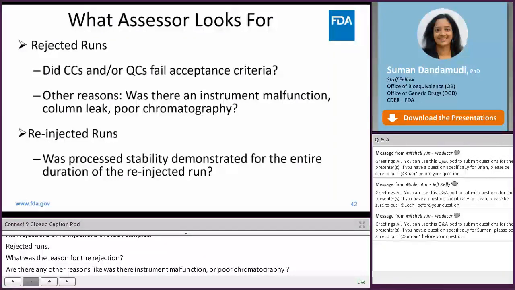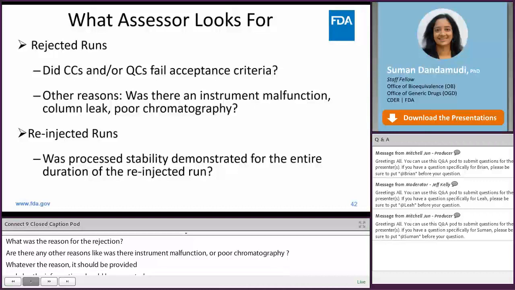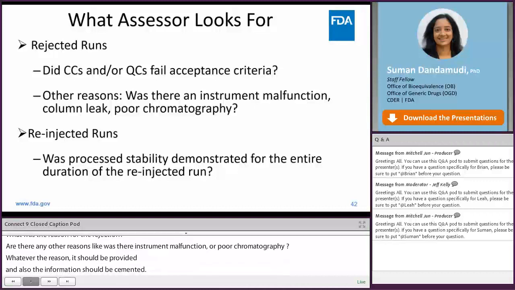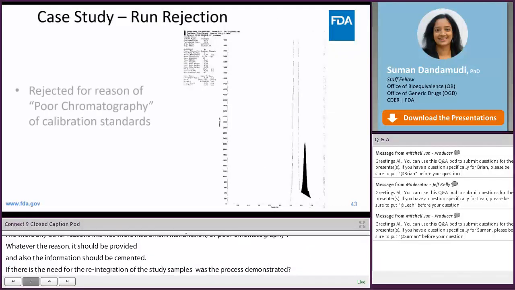Reinjected runs. In any case, if there is a need for the reinjection of the study samples, then was the process stability demonstrated for the entire duration of the reinjected run? This is what the assessors look for. So this is an example of a run rejection.